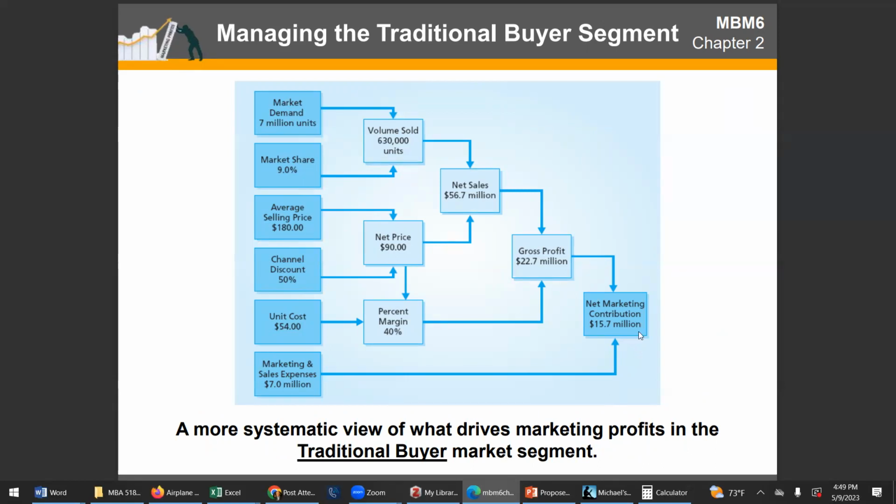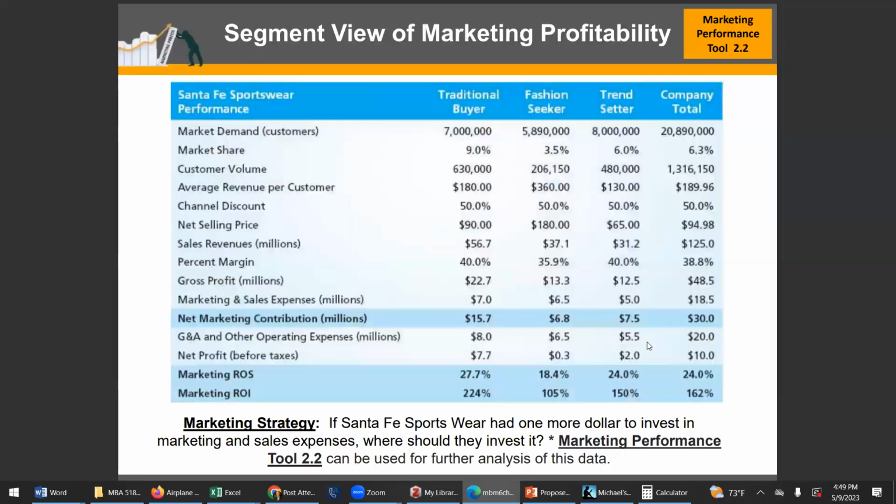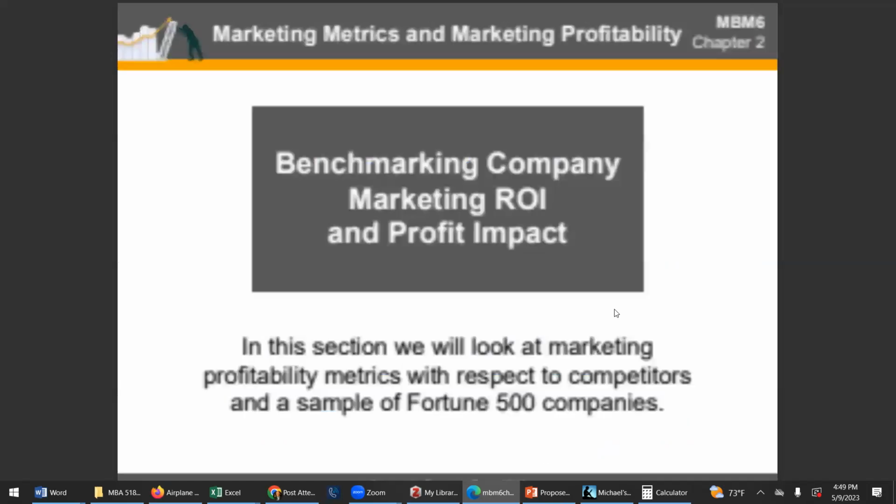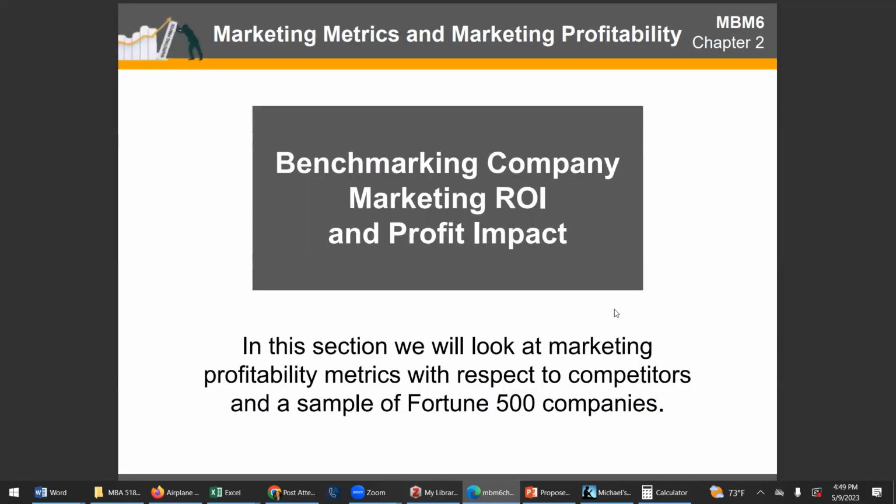We noted that the traditional buyer has the highest net marketing contribution of 15.7. If we tie that back here, it's their marketing ROI of 224. Well, what's driving that, right? So again, we can see all of these levers, which I would encourage you to think about as areas where marketing can develop specific strategies to drive that net marketing contribution up and up and up.